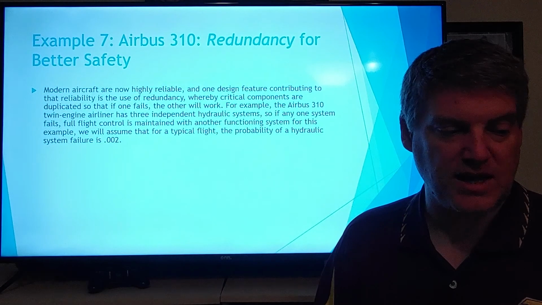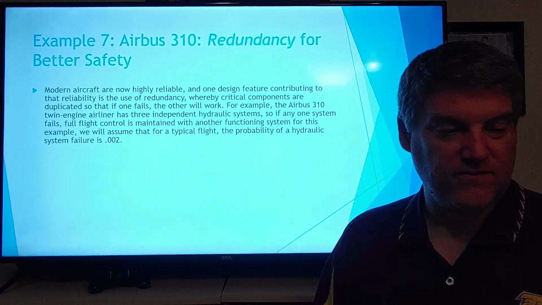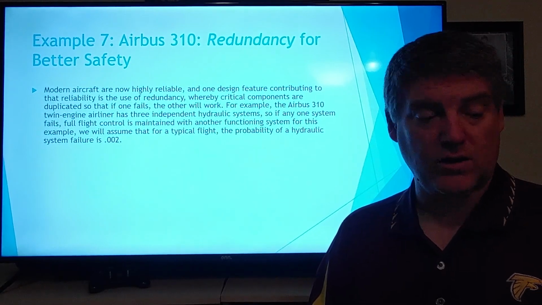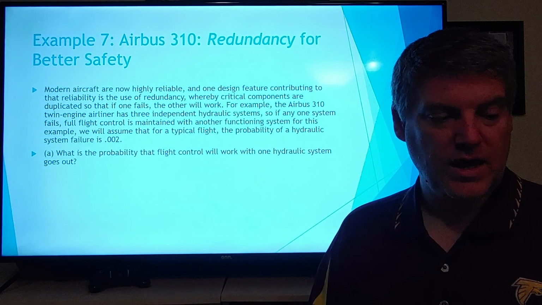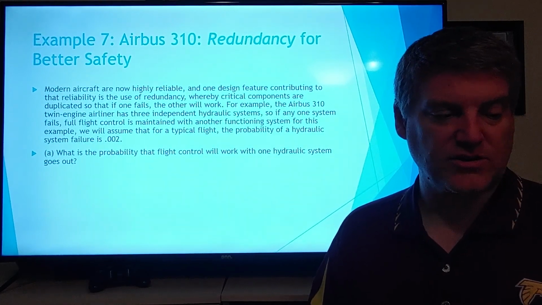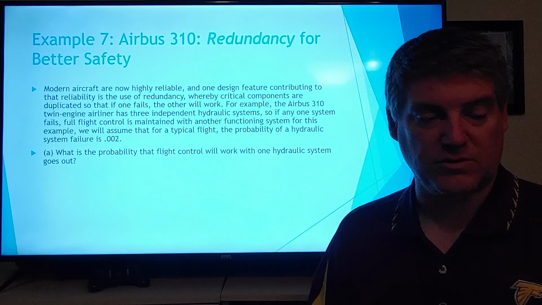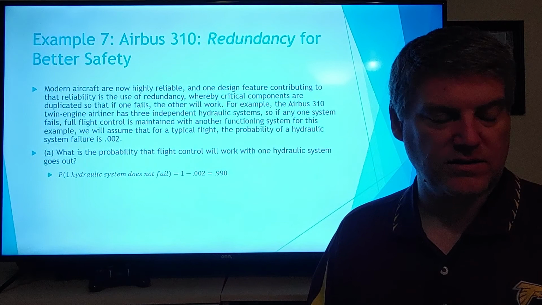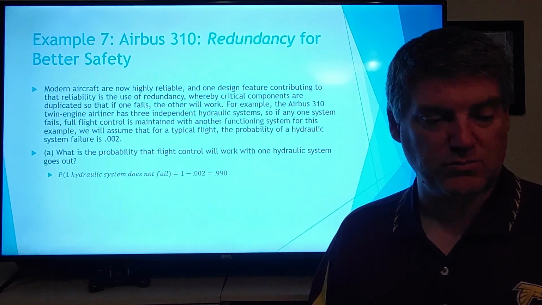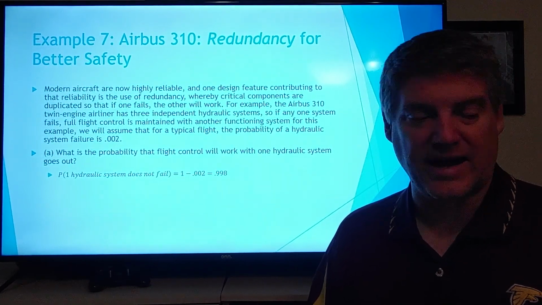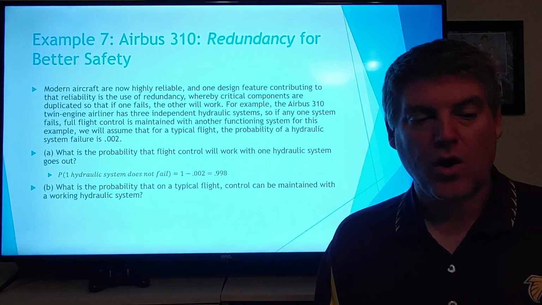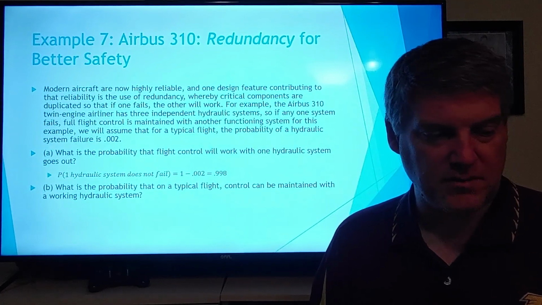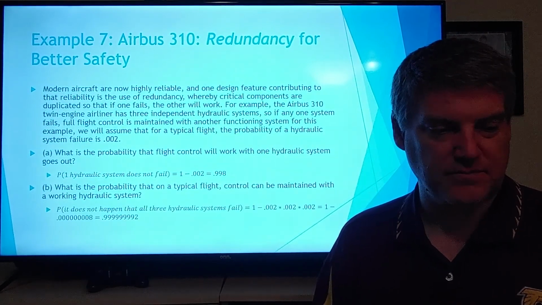For this example, we will assume that for a typical flight, the probability of a hydraulic system failure is 0.002. A, what is the probability that the flight control will work if one hydraulic system goes out? The probability that one hydraulic system does not fail is equal to 1 minus 0.002, or 0.998. B, what is the probability that on a typical flight, control can be maintained with a working hydraulic system?